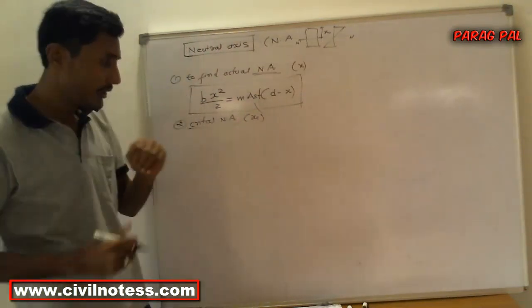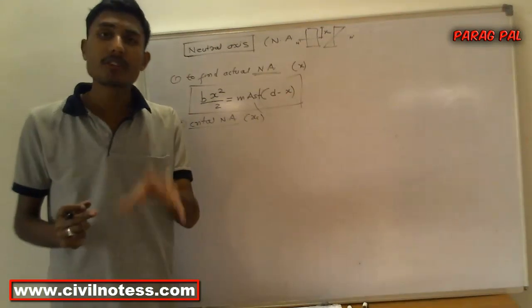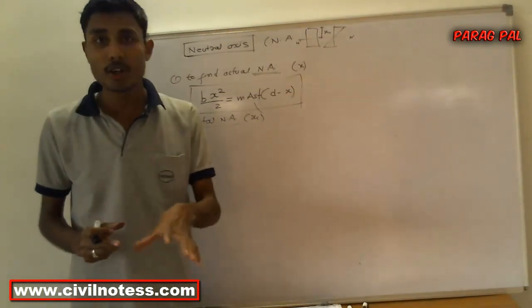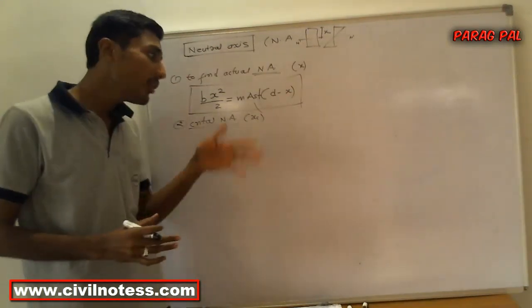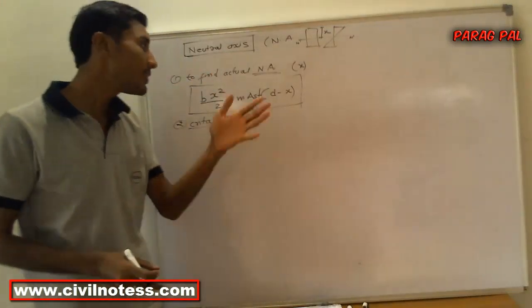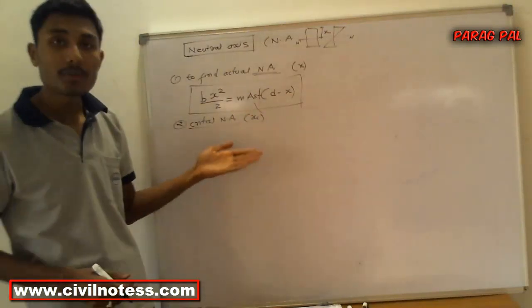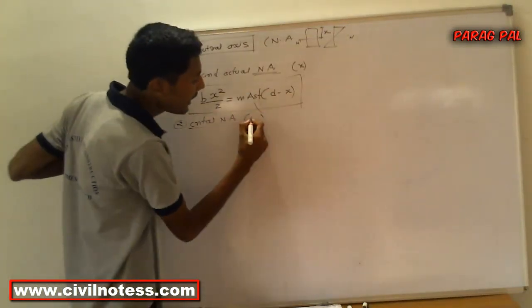This is the basic video. I made it for you because whenever you solve any numerical of the working stress method, you have to go through these steps only, not different steps. First you determine the depth of the neutral axis, and then the critical depth of the neutral axis, which is given by xc.